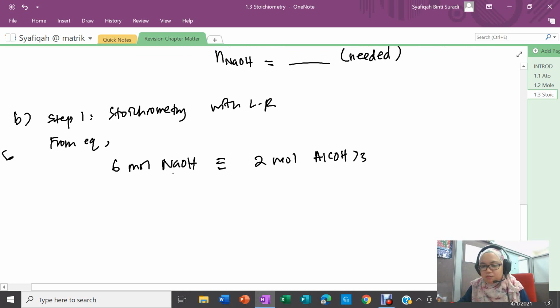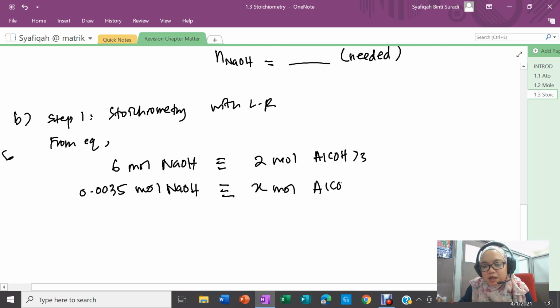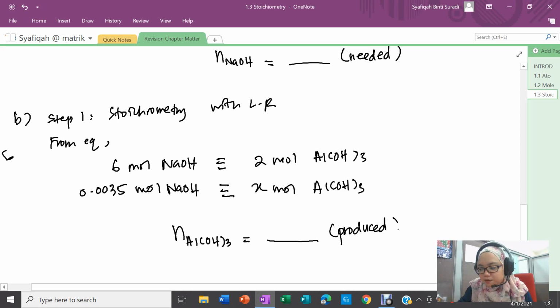Okay? So, berapa yang available tadi? Contohlah kita yang available tadi, mole of NaOH nya 0.0035. So, cakap dekat sini, will produce X mole of Al(OH)3. So, you will get the number of mole of aluminium hydroxide. So, this one is the one yang produce. Okay, dia nak dalam bentuk mass, betul?